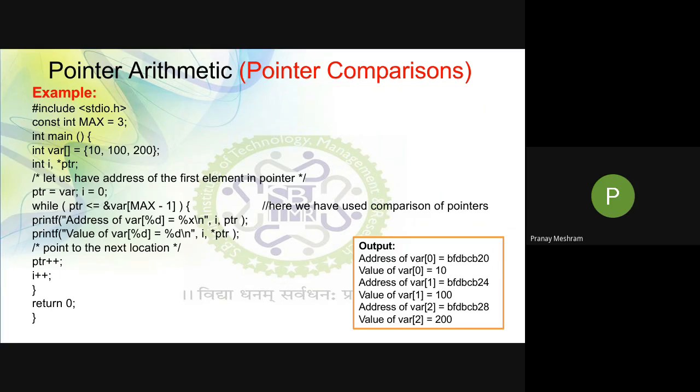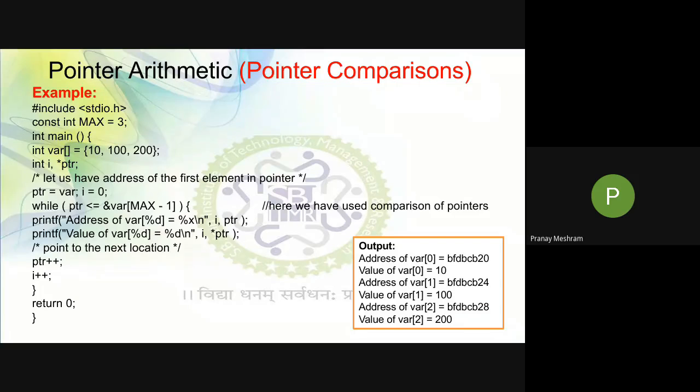which is 200. Again ptr will be incremented and it will go to the next location b32, and here b32 is less than or equal to b28. The condition is false because it is neither less nor equal. So both the conditions are false, so the overall condition will be false and the loop will be terminated. So this is how we are able to print the address of each location of the array along with its corresponding values, along with the corresponding data stored inside the memory.